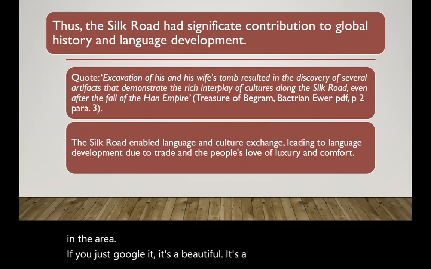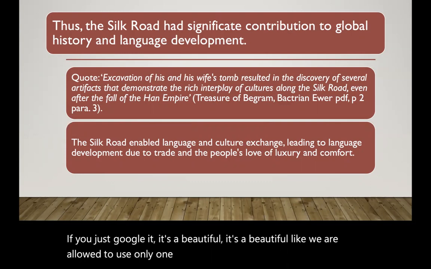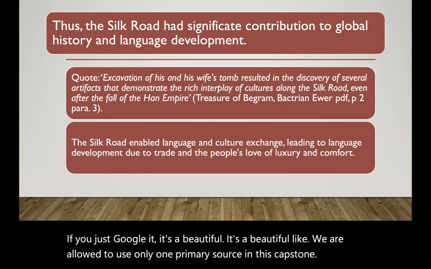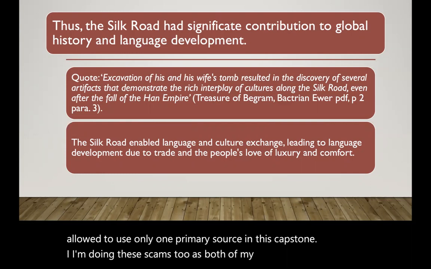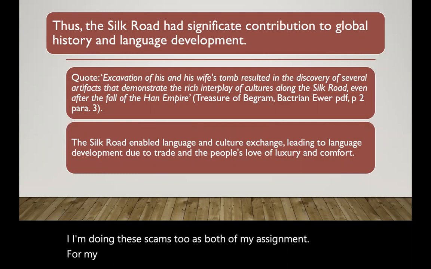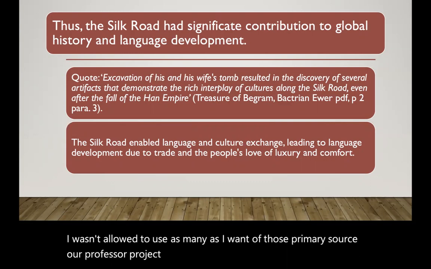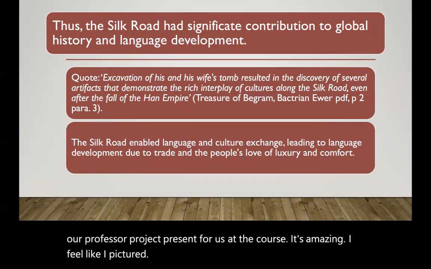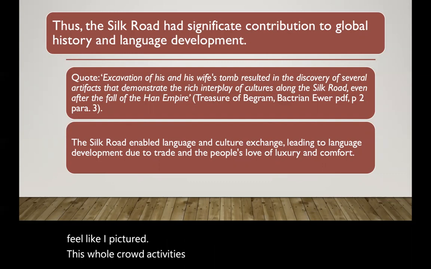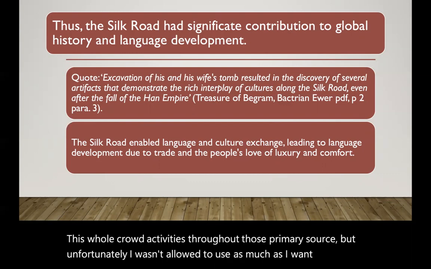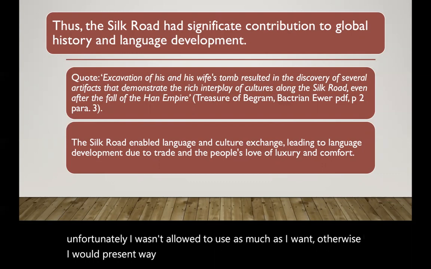We are allowed to use only one primary source in this capstone. I'm doing this capstone as part of my assignment for my History 101 at UBC. I wasn't allowed to use as many as I want of those primary sources our professor presented for us in the course. It's amazing. I feel like I pictured the Silk Road activities throughout those primary sources. But unfortunately, I wasn't allowed to use as many as I want. Otherwise, I would present a much clearer picture of these people.